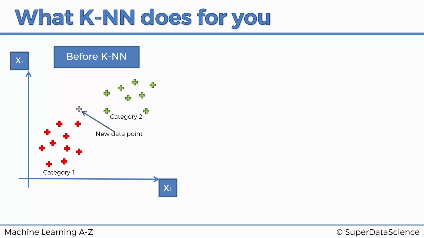And now let's say we add a new data point into our dataset. The question is, should it fall into the red category or should it fall into the green category? How do we decide that? How do we classify this new data point? Do we classify it as a red data point or a green data point? And that's where the k-nearest neighbors algorithm will come to assist us.